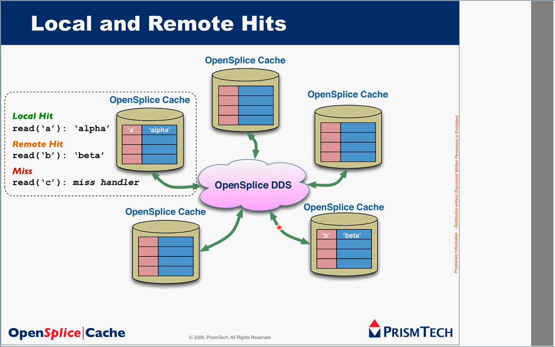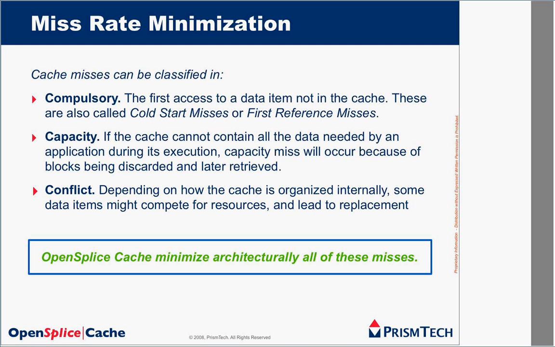Okay, so we have explained how OpenSplice EDS minimizes the hit time. Let's try to see what we can do about miss rate minimization. Cache misses can be really classified into three classes: compulsory cache misses, capacity cache misses, and conflict cache misses, or cache misses due to conflict. Compulsory cache misses are due typically to first access of data, so when you're trying to access a data item which is not in the cache yet. These are also known as cold start misses or first reference misses.